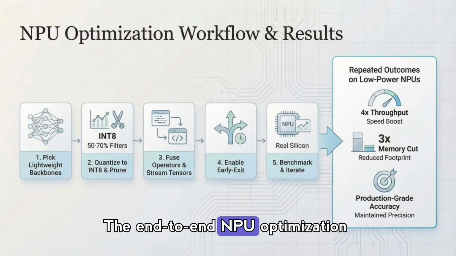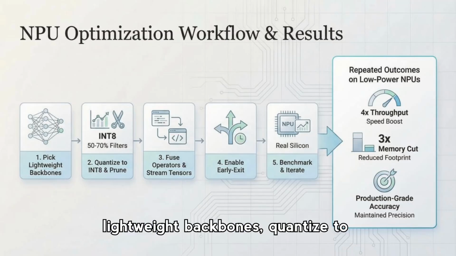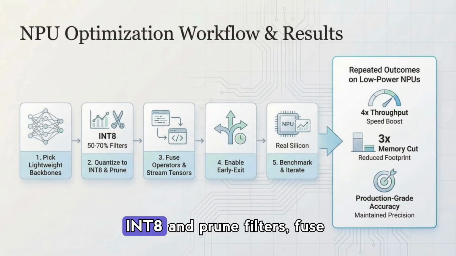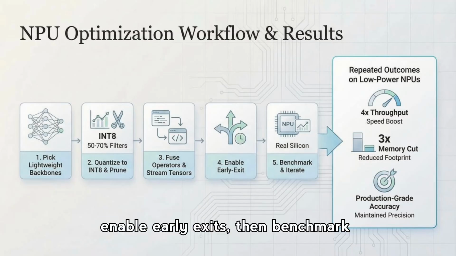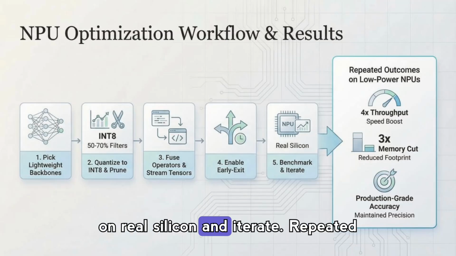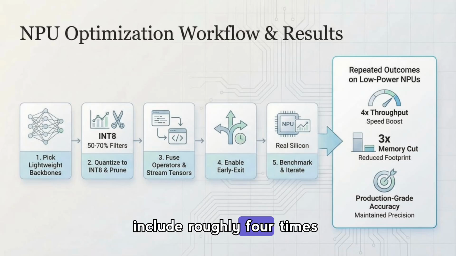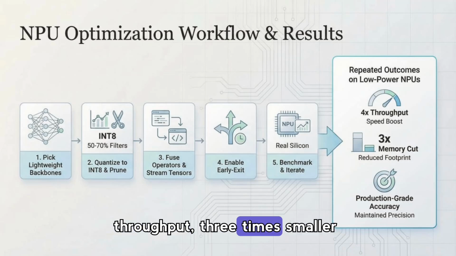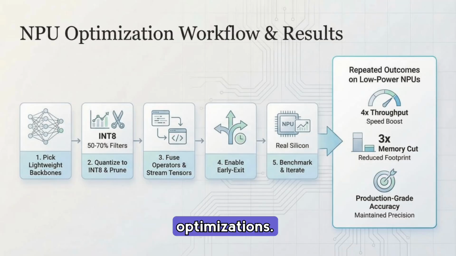The end-to-end NPU optimization workflow is iterative. Pick lightweight backbones, quantize to INT8 and prune filters, fuse operators and stream tensors, enable early exits, then benchmark on real silicon and iterate. Repeated outcomes on low-power NPUs include roughly 4 times throughput, 3 times smaller memory footprints, and production-grade accuracy maintained through careful co-design and toolchain optimizations.